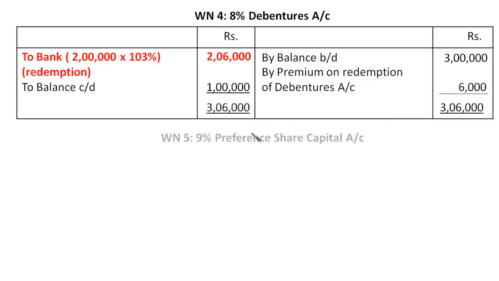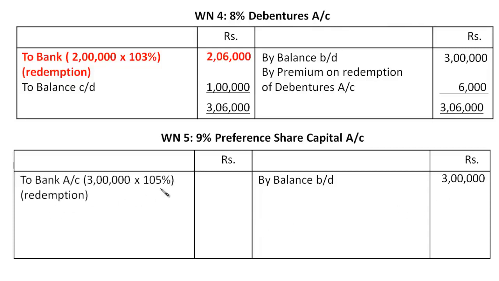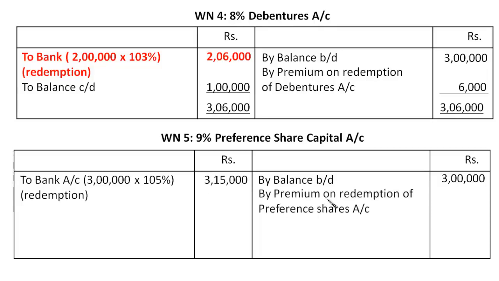In the same way, we'll do 9% preference share capital also. The preference share capital will have a credit balance. The opening balance was 3 lakh. Then there was a redemption, but the redemption was made with a fresh issue. That's the information we have. The redemption is at 5%. So 3 lakh into 105%, it is 3 lakh 15,000. This redemption is made at a premium, so this 15,000 is extra, so we have to account liability for that. Premium on redemption of preference shares, which is 15,000.